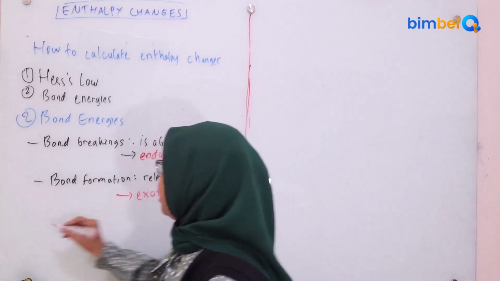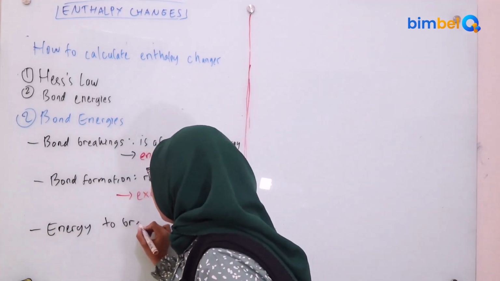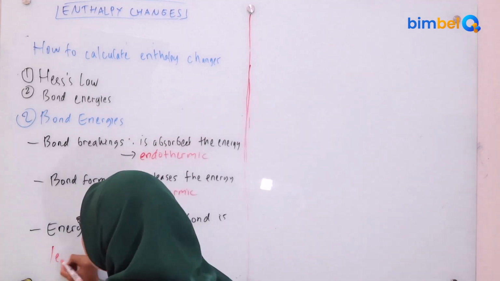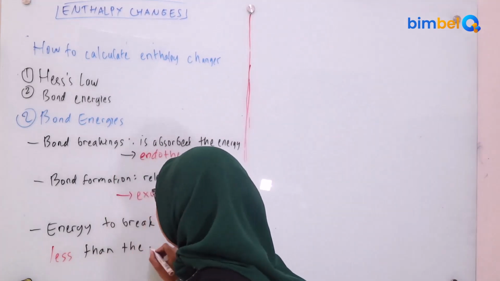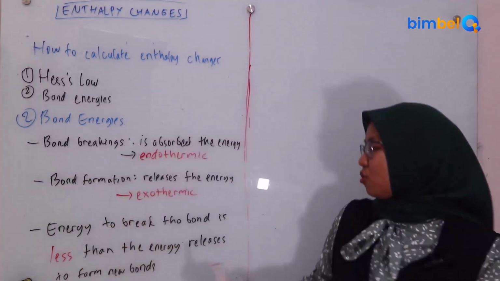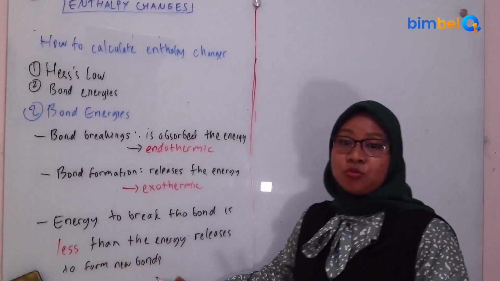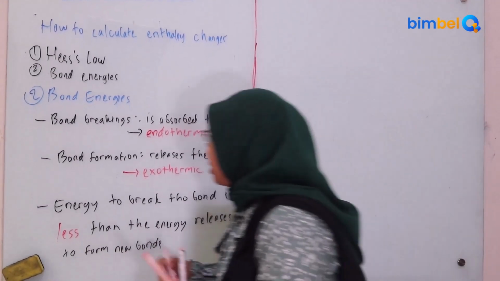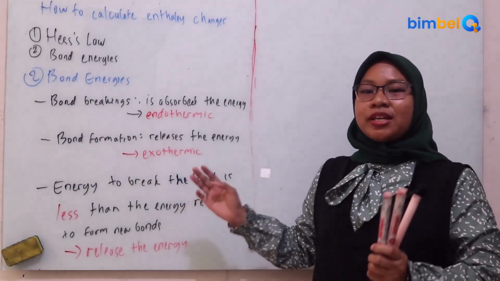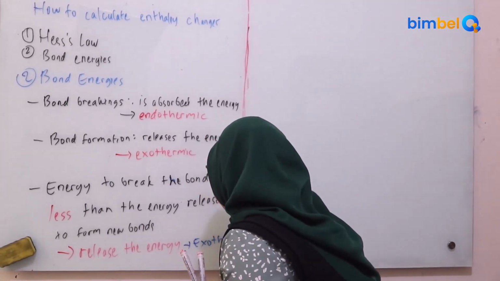If the energy required to break the bonds is less than the energy released to form new bonds, that means the reaction will release energy. So if the reaction releases energy, we call it an exothermic reaction.